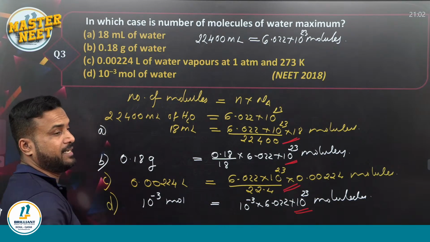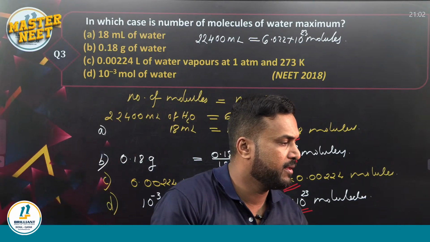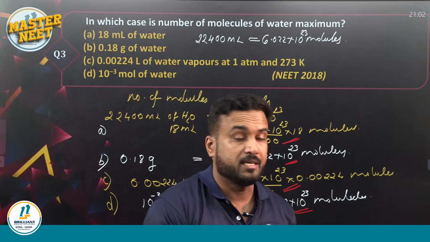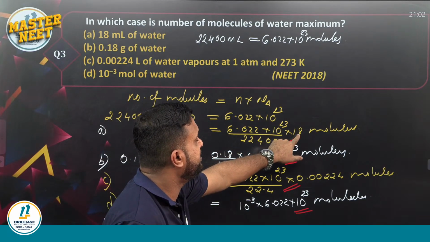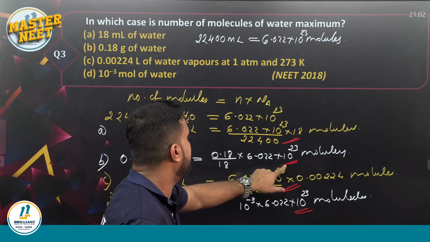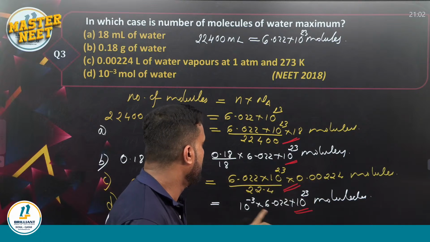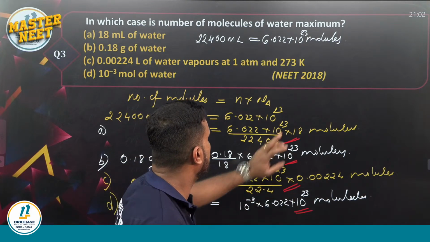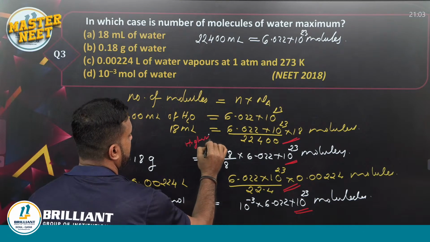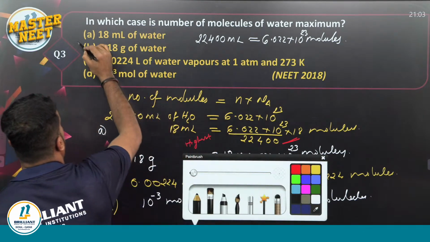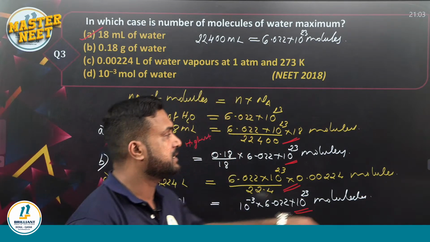Compare which is the highest value. They are asking for the maximum molecules of water. Yes, Kavisha, correct. The highest value is 6.022 into 10 power 23 with 18 in the numerator. When we compare with the first and second, this one is a lesser value because here 0.00, and this one is another very least value. So the correct answer is option A, the maximum value. Hope you got it. No need to solve it completely, we just have to compare the values.